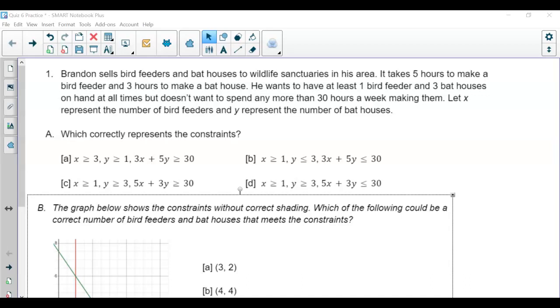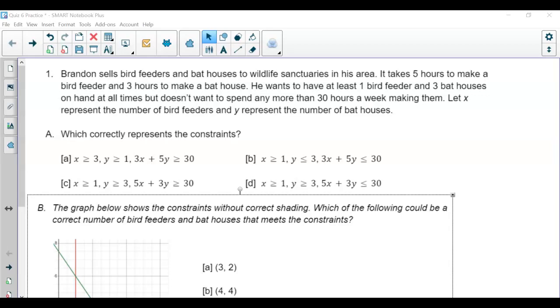So here we're starting with the inequality. Keeping in mind those keywords, phrases like at least, more than, no more than, less than, but also identifying what is the X and what is the Y as you're reading through this. So Brandon is selling bird feeders and bat houses.